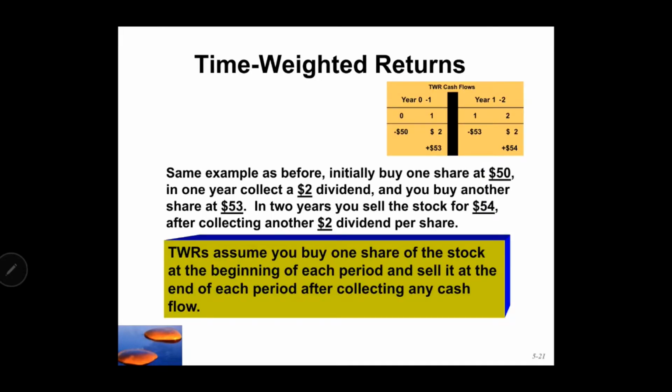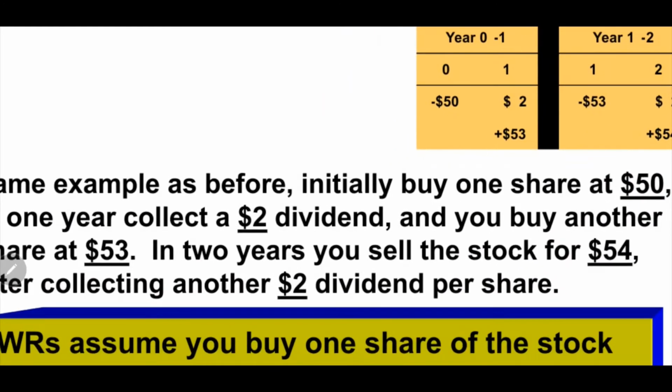Time weighted return, let's see one example. Initially buy one share at $50, in 1 year collect $2, okay, and you buy another share. In 2 years, you sell the stock after collecting another $2 dividend per share. So if you use this situation, you can get the time weighted return, something like this. So time weighted return assumes you buy one share of the stock at the beginning of each period and then sell it at the end of each period after collecting any cash flow. So it is something like this.